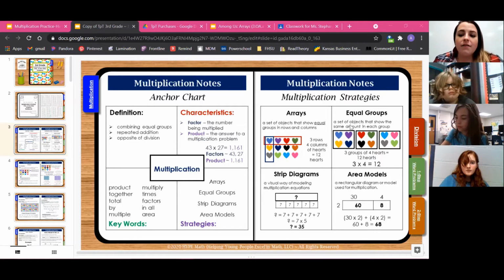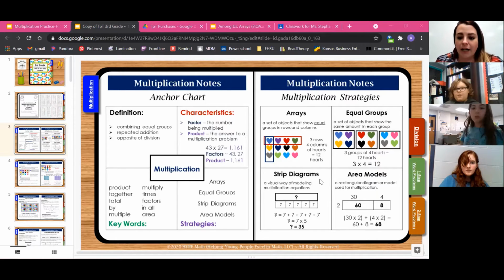Equal groups is a set of objects that show the same amount in each group. So 3 groups, we have 1 box, 2 boxes, 3 boxes, 4 hearts. There's 4 hearts in each box. So 3 times 4 equals 12. If you counted all of these, there would be 12 hearts.